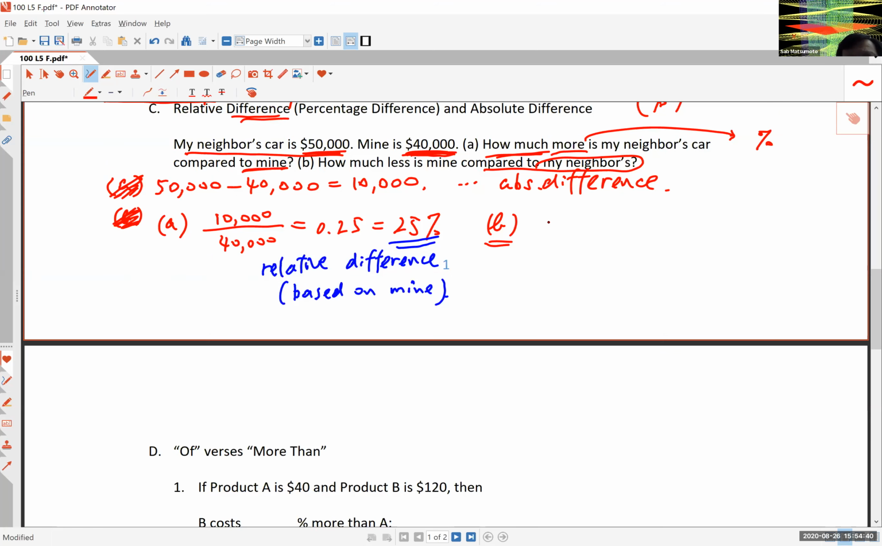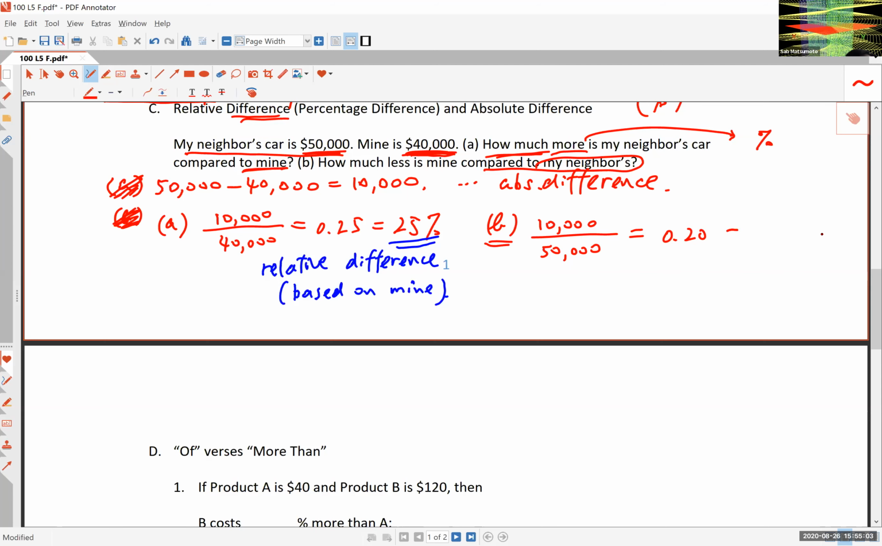Okay, I hope you figured this out. The absolute difference is $10,000. The question was how much less is my car compared to my neighbor's car? The reference number now is my neighbor's car value, which is 50,000. And 10,000 divided by 50,000 turns out to be 0.20, and that is 20%.